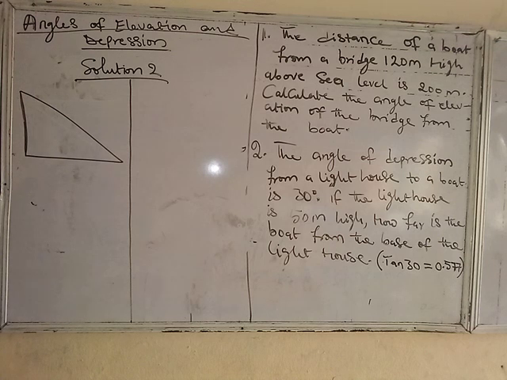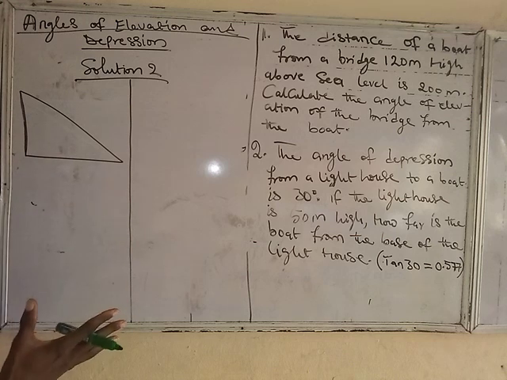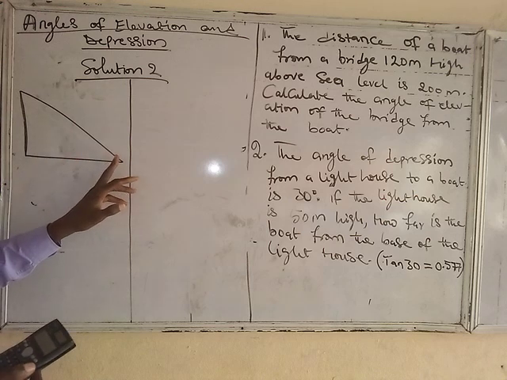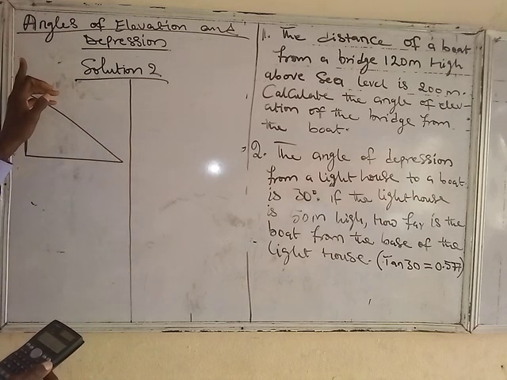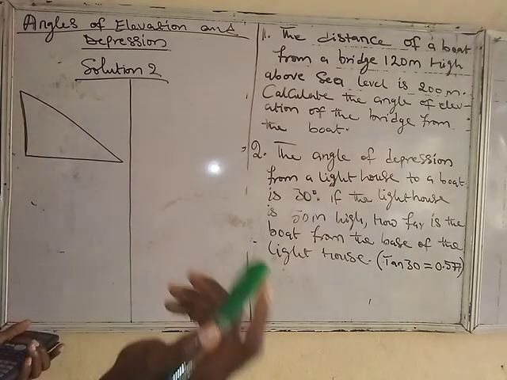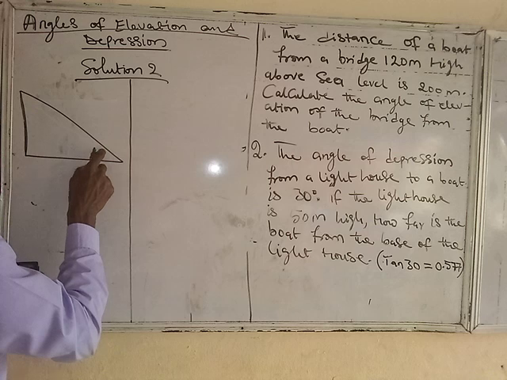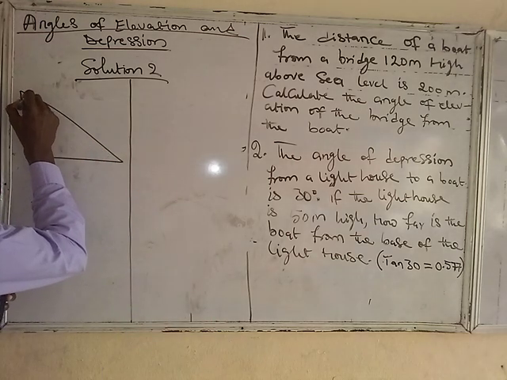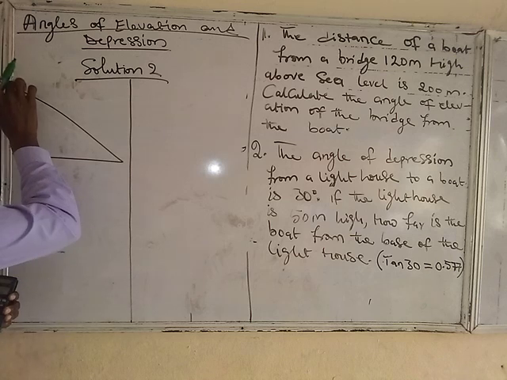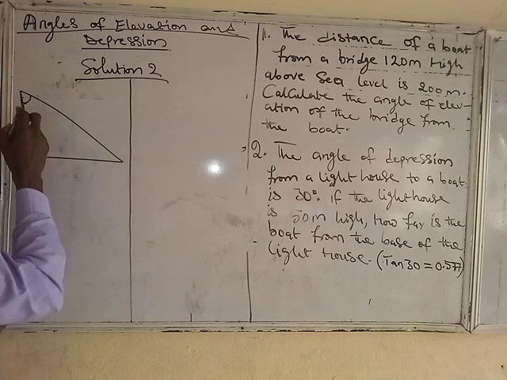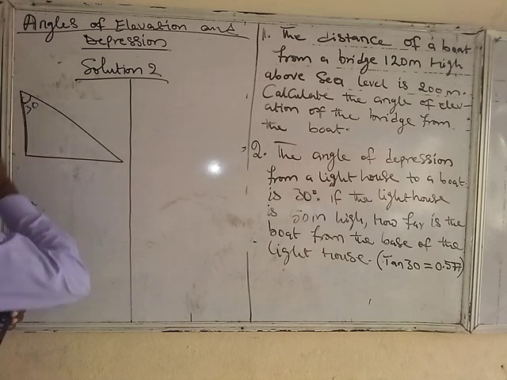Let's do this. So we can say that the lighthouse is, remember I use this for angle of elevation. Now, I want to use it for angle of depression. How do I do that? For angle of elevation, the angle is here. But when we want to use it for angle of depression, the angle should be here. Meaning, this is where the lighthouse is, and this is where the boat is. So, they say this is 30 degrees.